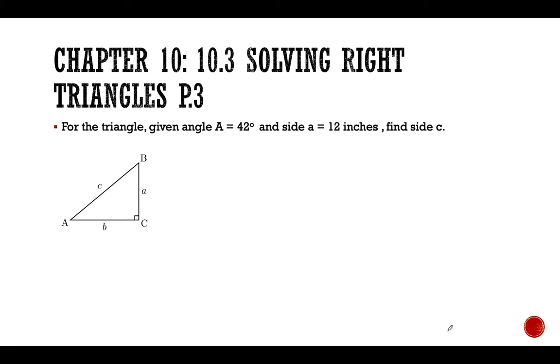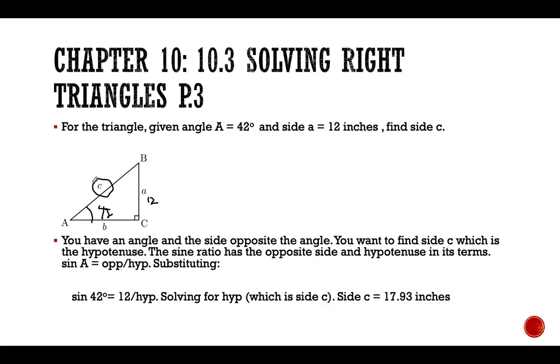For this triangle, given angle A is 42 degrees and side A is 12, find side C, which also happens to be the hypotenuse. Try it on your own, and then we'll go over the solution.